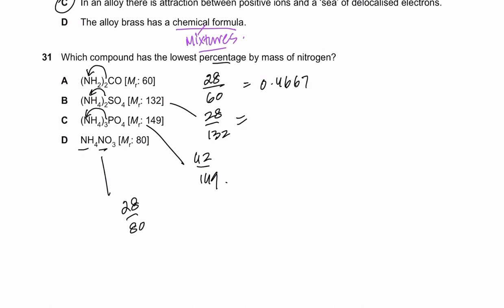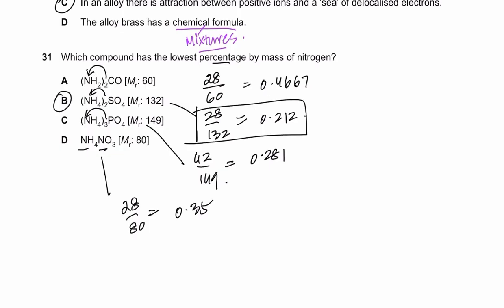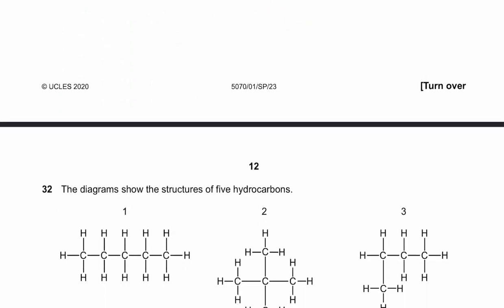I don't want to do it. 0.212, and that's actually 42 over 149. That gives me 0.281, and then here 28 over 80 gives me 0.35. So which one is the lowest? Obviously B is the lowest. That's why that's the right option, because it's asking you the lowest percentage by mass.